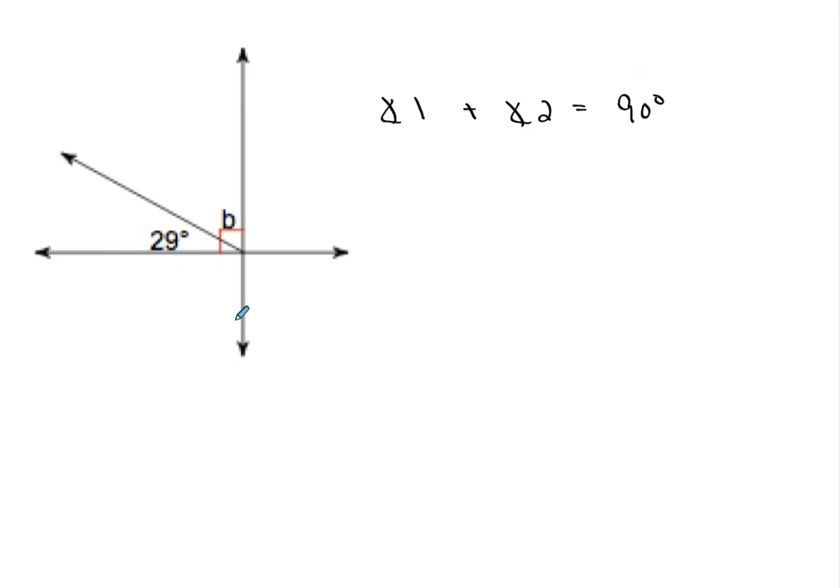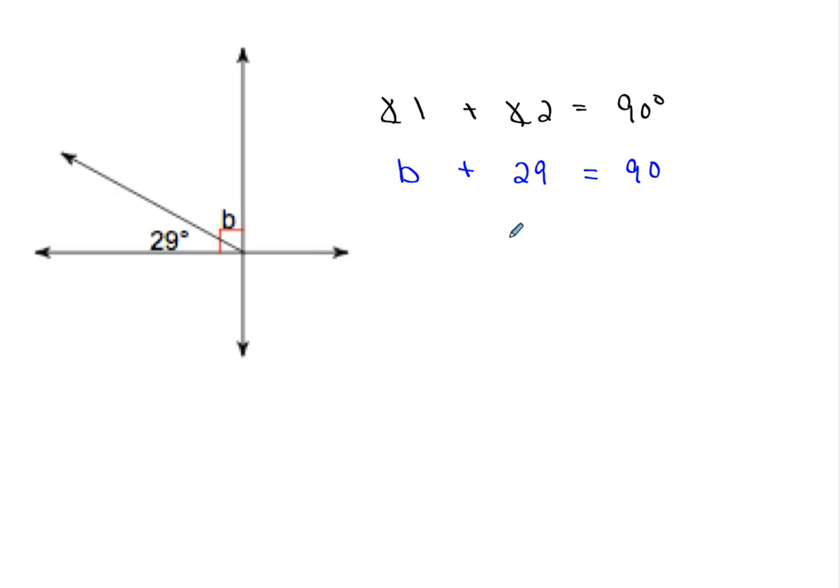Two angles, do I know one of the two angles? Yes, and the other angle is denoted by B. So I have angle 1, we could call it my unknown, B. Angle 2 is my known angle, which is 29 degrees, and together they make 90 because of that symbol there, telling me that that is a right angle. Once I have that equation, B plus 29 equals 90, one-step equation.